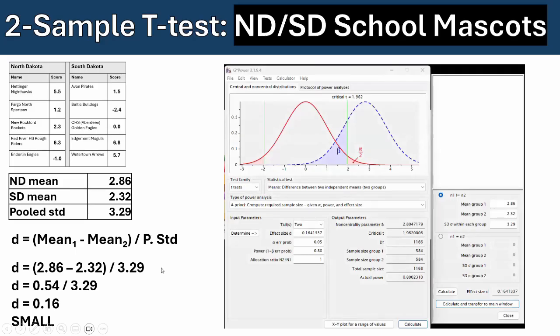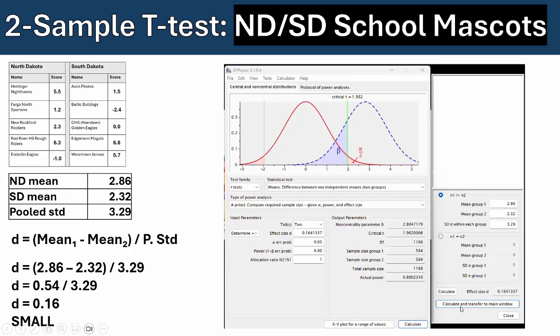So if I plug that into G*Power, I'm going to show using the Determine button. If you click Determine, it'll actually have a little pop out. And this is typically where you can enter things like means and standard deviations if you don't want to calculate yourself. So I put my two means in and my standard deviation. I'll click calculate and it'll give me my effect size, which turned out to be 0.16. So same as how I calculated by hand. So maybe I'm not crazy.